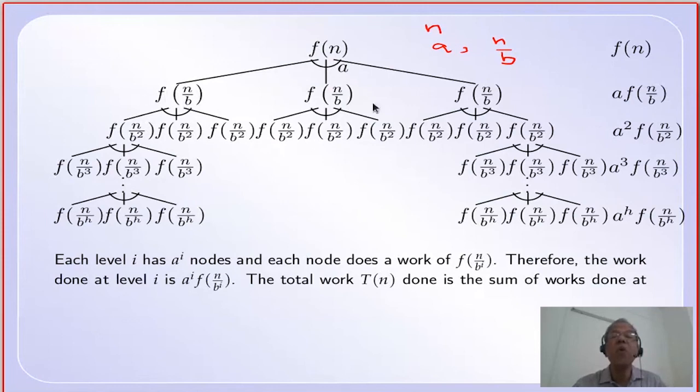A. Therefore, the total work done by subcontractors at level 1 is a times f of n by b. Then each subcontractor divides the work by a factor of b. So n by b squared, n by b squared, n by b squared, and so on, and assigns it to a further subcontractors.